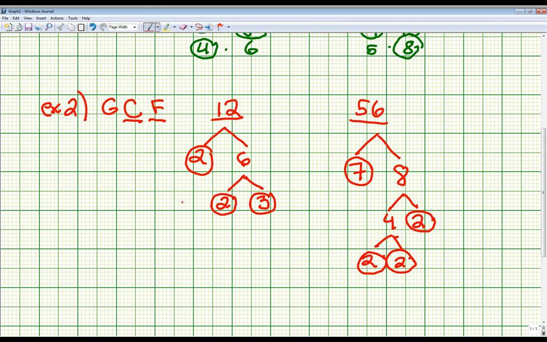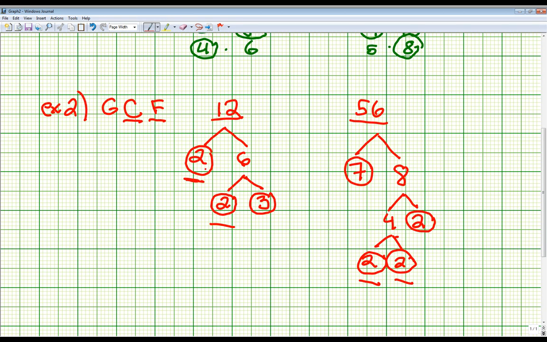So if we look at both lists, this factor tree has a 2, a 2, and a 3. This factor tree has a 7, a 2, a 2, and a 2. So we both share a 2, and we share another 2. They don't both have a 3. They don't both have a 7. And they don't both have another 2.